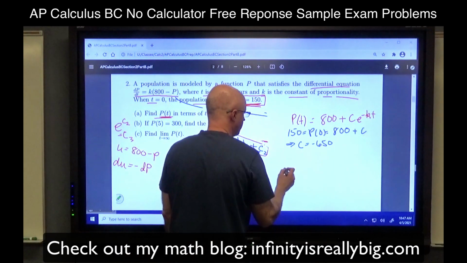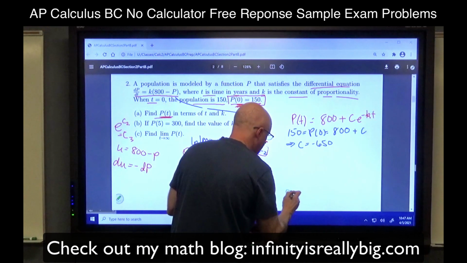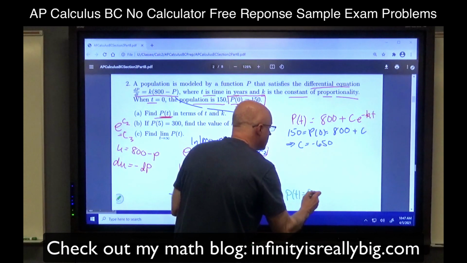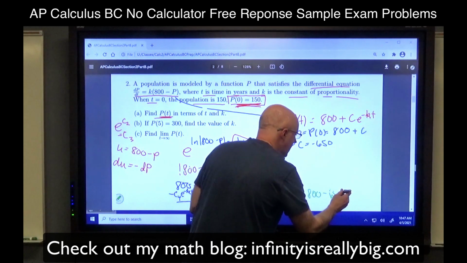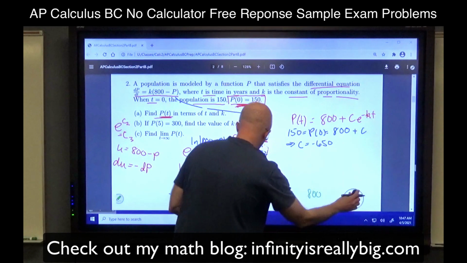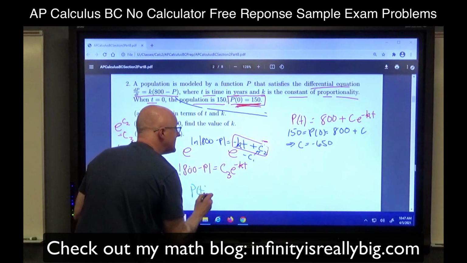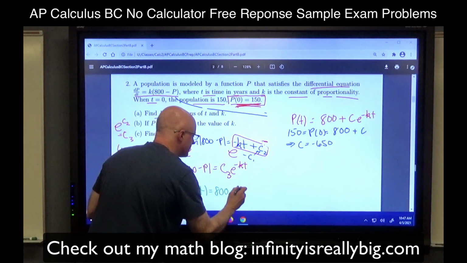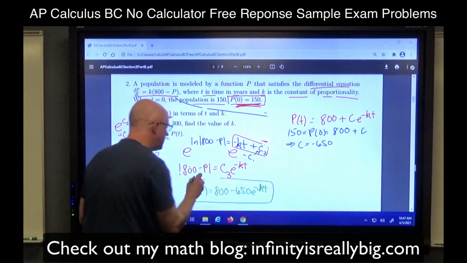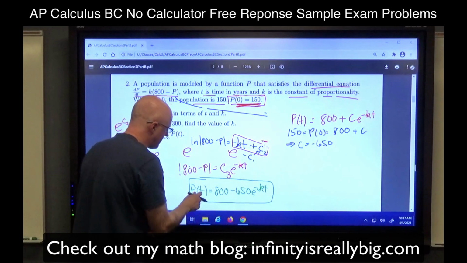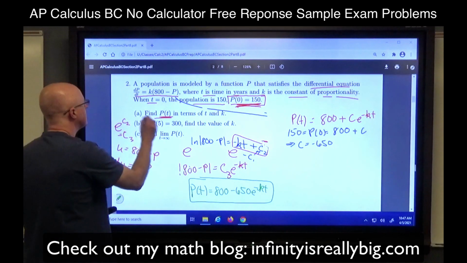So the final answer: P of T is 800 minus 650 e to the negative kt. Now we've got P in terms of k and t. I'm emphasizing that t is the variable by putting it in there. K is a constant. That's how to write the answer to part A.